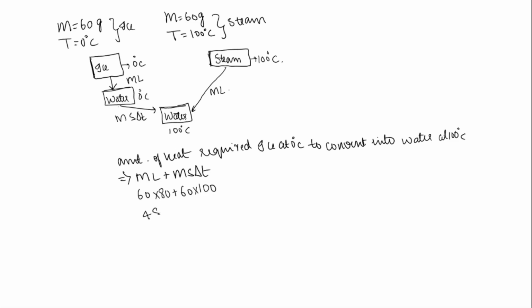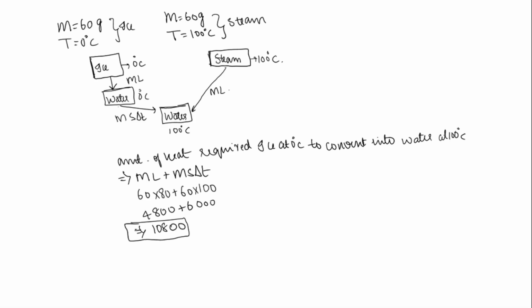So 4800 plus 6000 is equal to 10800. So this is the amount of heat that ice requires to convert into water which is at 100 degrees Celsius. So we can tell that this is the heat given by the steam to ice to convert into water.